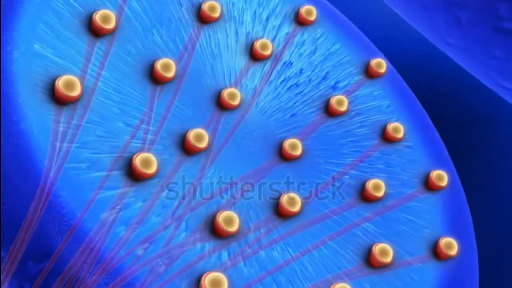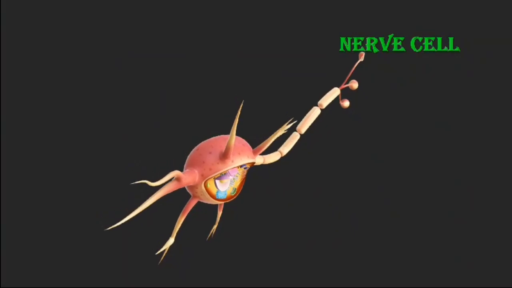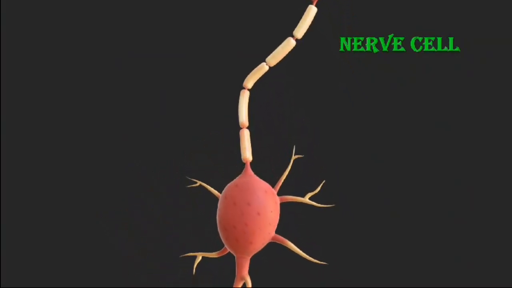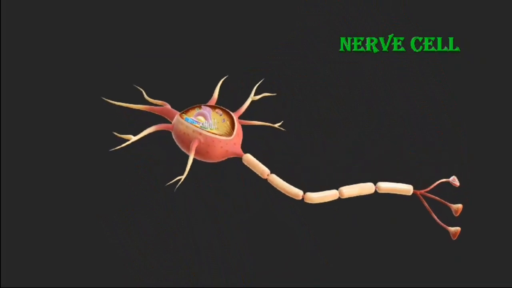So, neurons, with their unique structures and specialized functions, are integral to the operation of the nervous system, enabling everything from basic reflexes to complex cognitive processes.